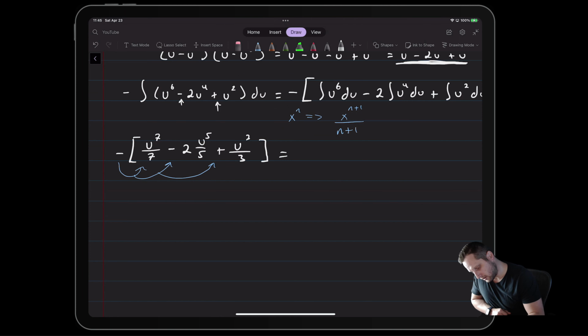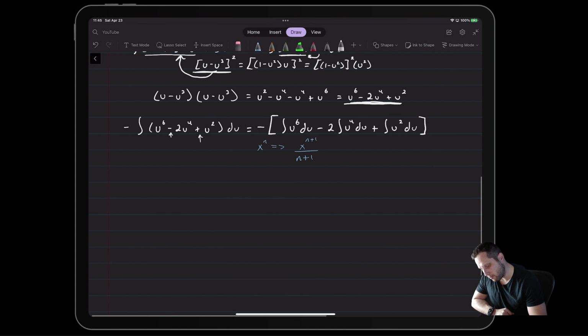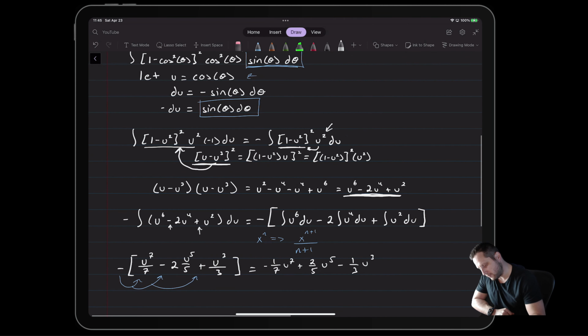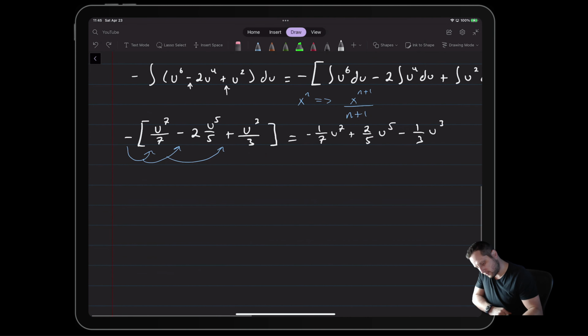So this is going to be negative 1/7 u to the 7th plus 2/5 u to the 5th minus 1/3 u to the 3rd. Now, this is all in terms of u, so don't forget, we need to go back and we need to plug in our u equals cosine theta. All right, so now let's go back in and plug those in.